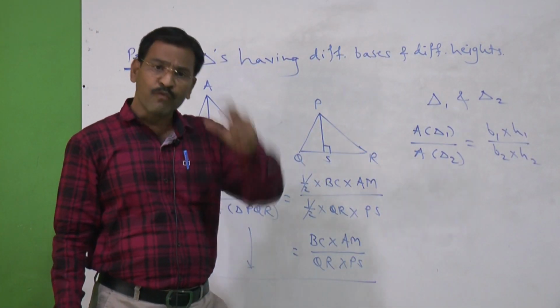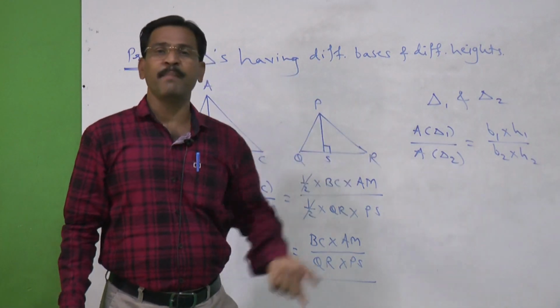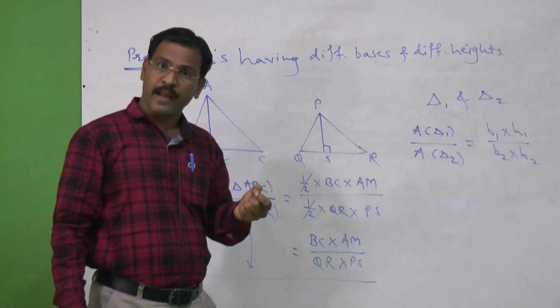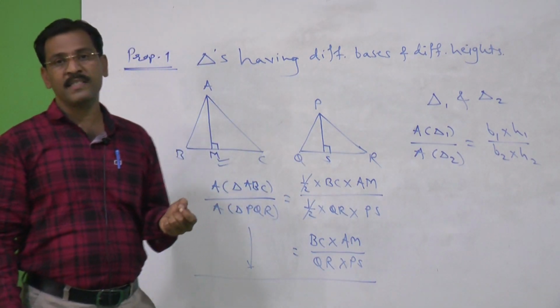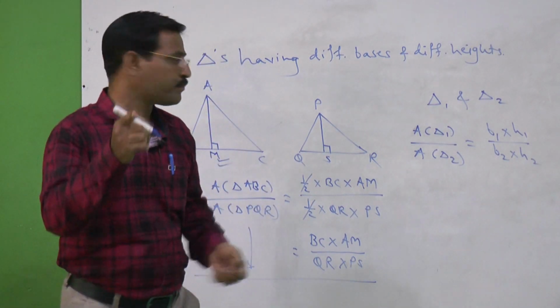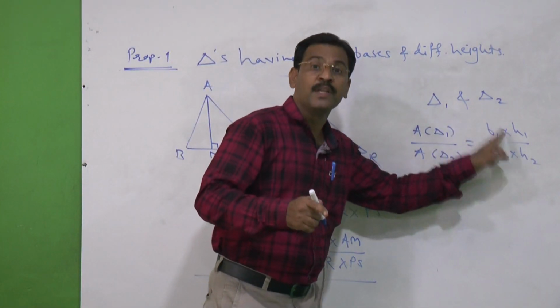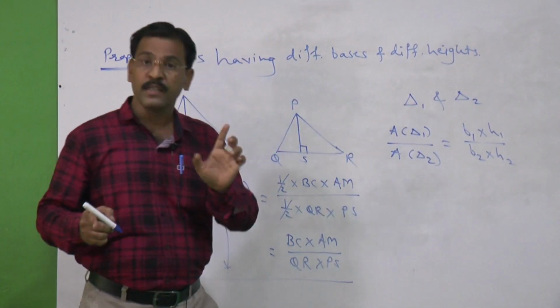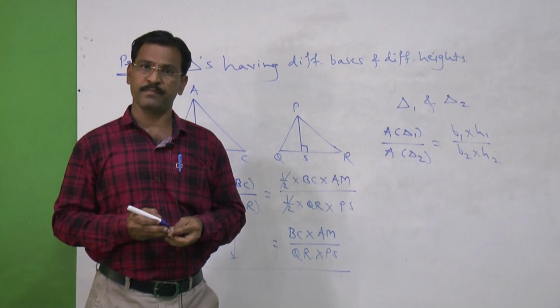Understand, friends? So we can make it in the form of a statement. How can we write it? The ratio of areas of two triangles having different bases and different heights is equal to the ratio of products of their corresponding bases and heights. Understand, friends? This is property number 1.